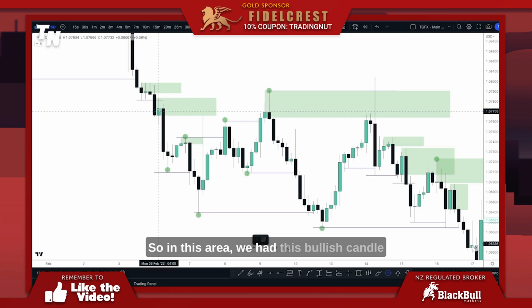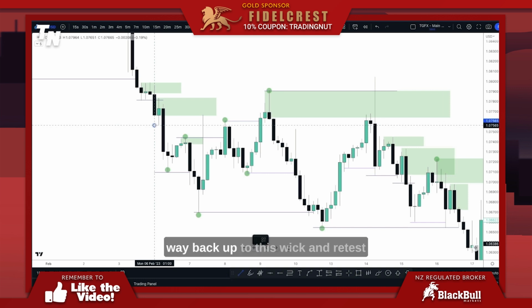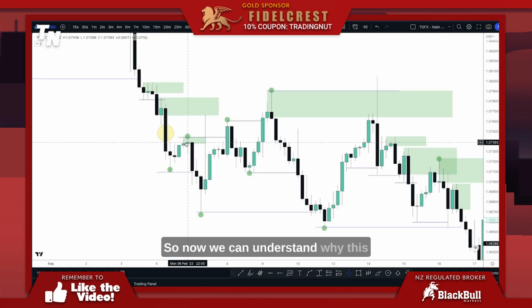So in this area, we had this bullish candle closure that had a wick low to this point. Now from this wick point, a bearish candle expanded past it and closed here. That means price needs to come all the way back up to this wick and retest in order for price to move efficiently. So now we can understand why this bearish order block did not hold.